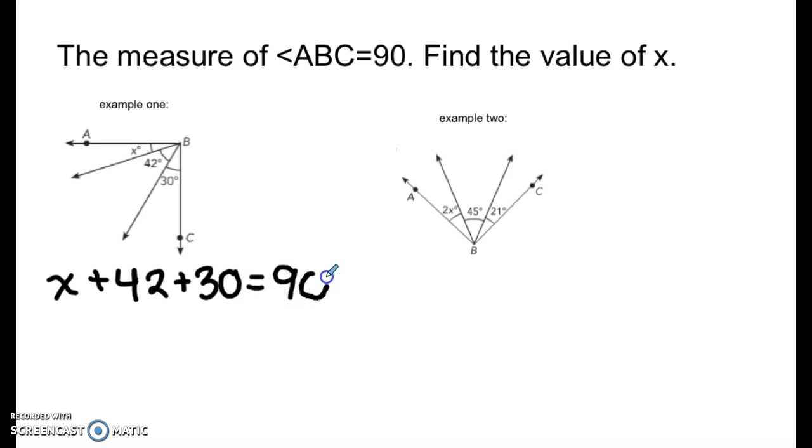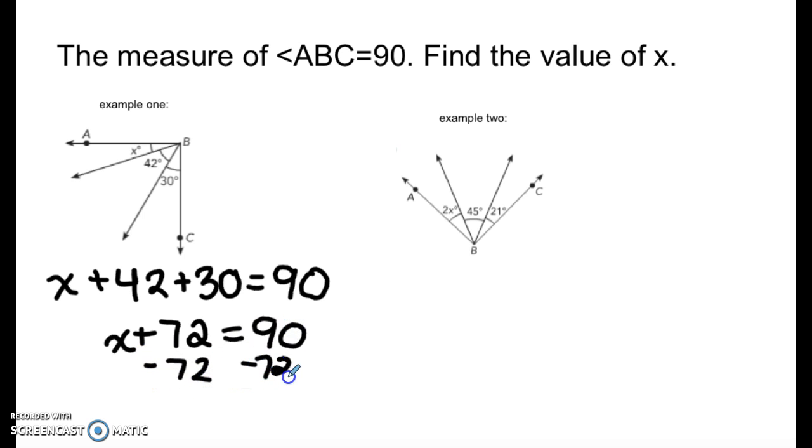And now we could just solve this the same way we solved our equations in chapter 4. Let's combine our like terms first. 42 plus 30 is 72. Bring down our plus x equals 90. Then we can isolate the variable, subtract 72 on both sides, and we get x equals 18 degrees.